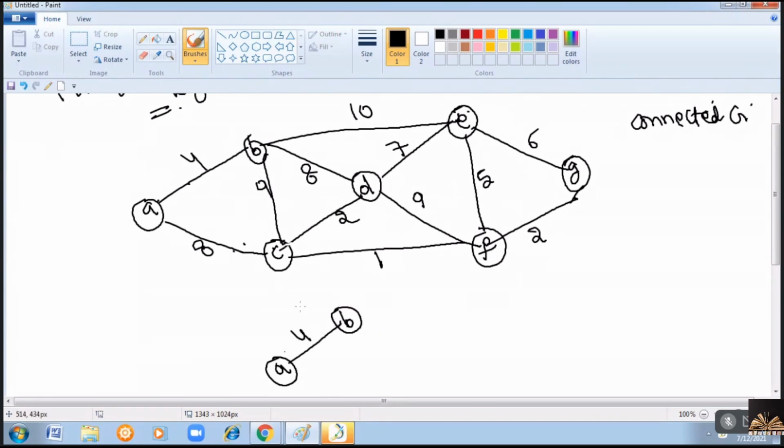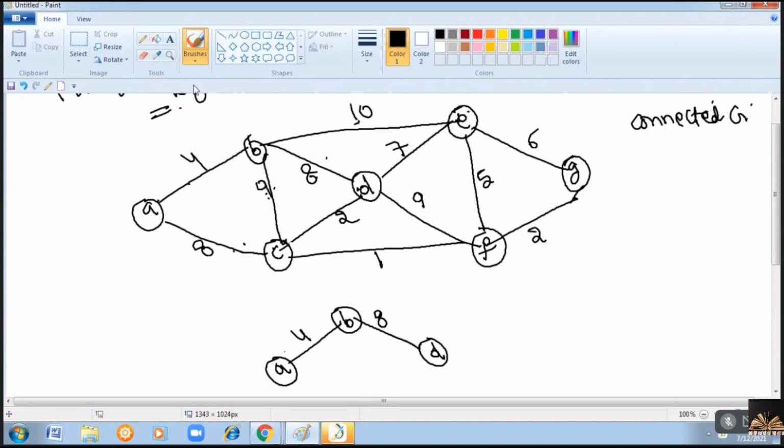Now you consider B. For B, three are adjacent: C, D, and E. Among 3, 9, 8, 10 are the edge costs. Which edge cost is minimum? 8 is minimum. Therefore, you can reach D from B with an edge cost of 8.